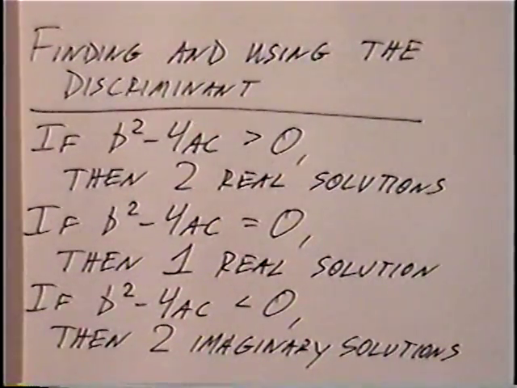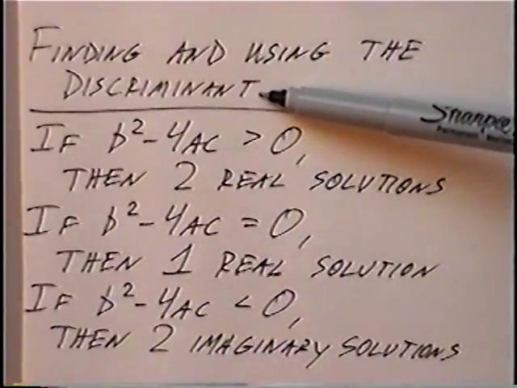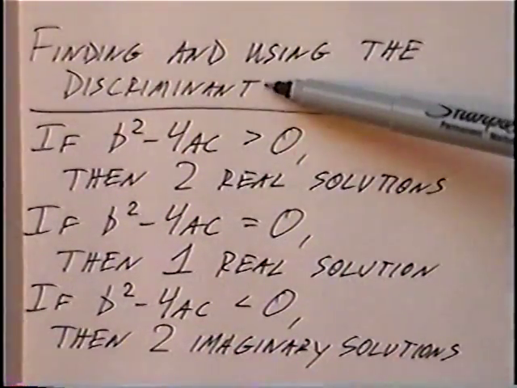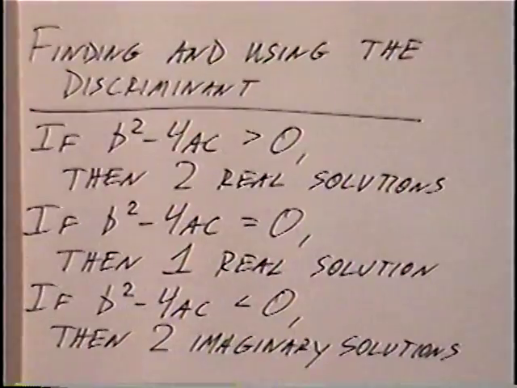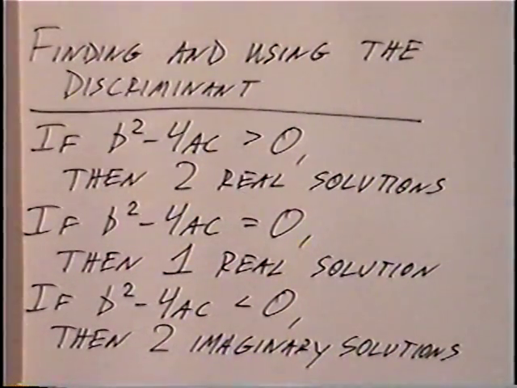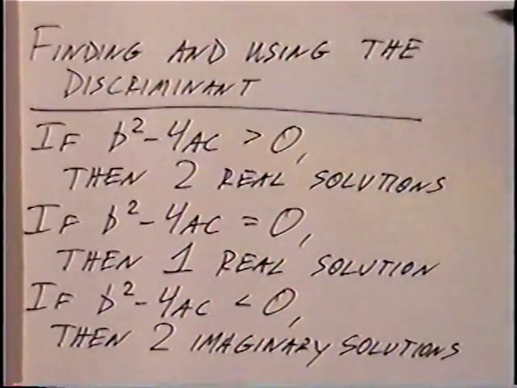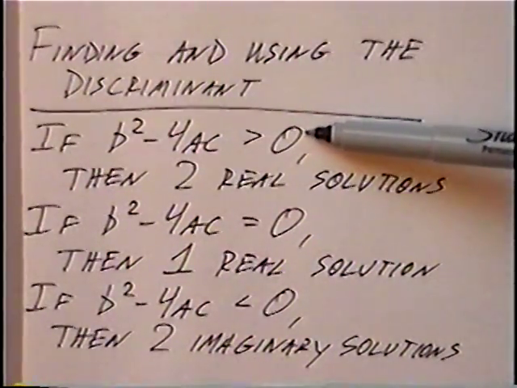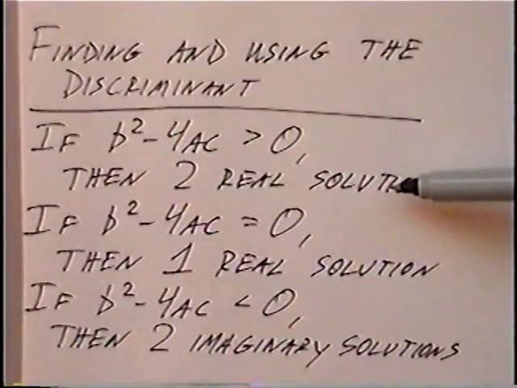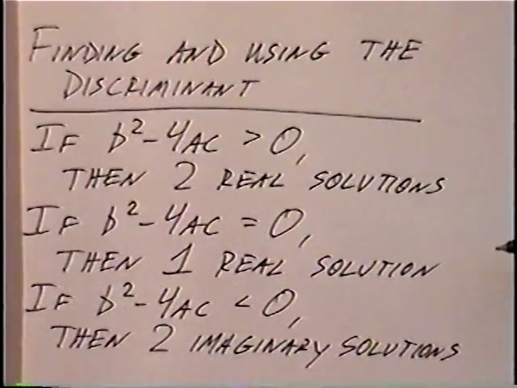Finding and using the discriminant. The discriminant is part of the quadratic formula. It is the part that's underneath the square root sign, which is b squared minus 4ac. If the discriminant, which is b squared minus 4ac, is greater than 0, or a positive number, then the equation will have two real solutions.